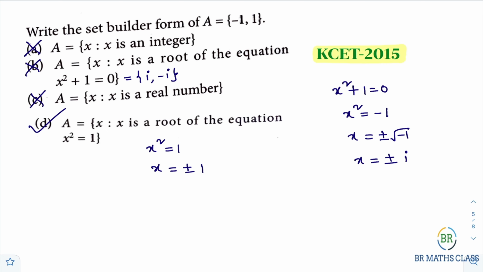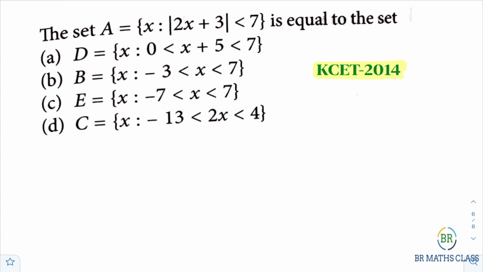What I am trying to say is plus 1 and minus 1 both satisfy this equation. So the roots of this equation are plus or minus 1. You observe here plus 1 and minus 1 are given. So obviously option D is the right option. What they are asking: the set A is given like this. This is in set builder form. It is equal to what set?